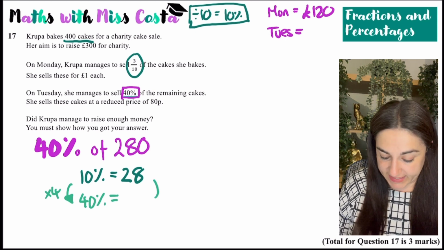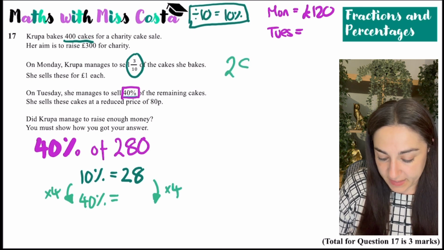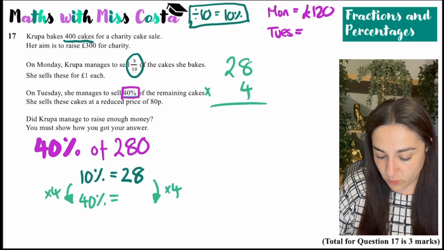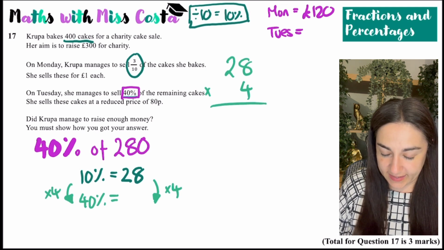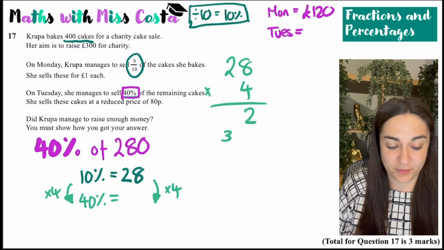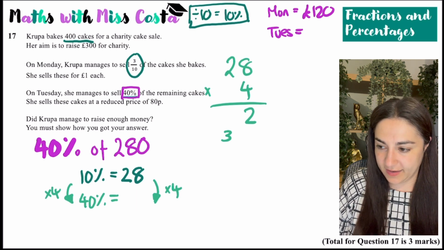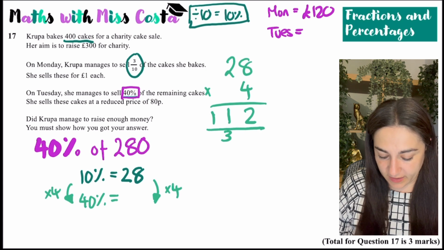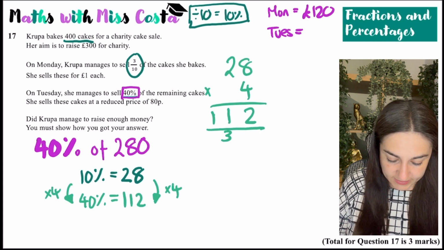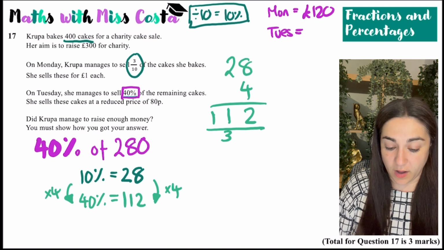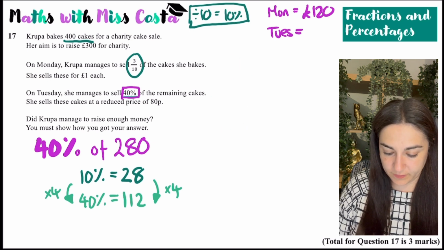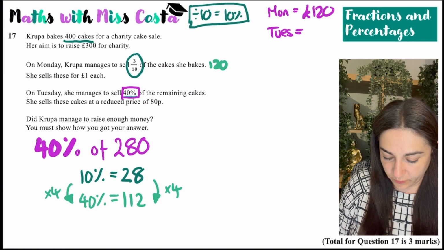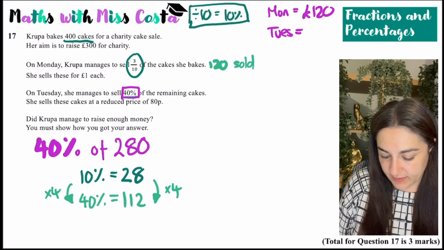So I know 10% is 28. What I'd have to do is multiply both sides by 4 to get 40%. So I can do 28 times by 4. So 4 times 8 is 32. 4 times 2 is 8, plus 3 is 11, so that would be 112. So that means she managed to sell 112 cakes. So Monday she sold 120 cakes. Here she sold 112 cakes.